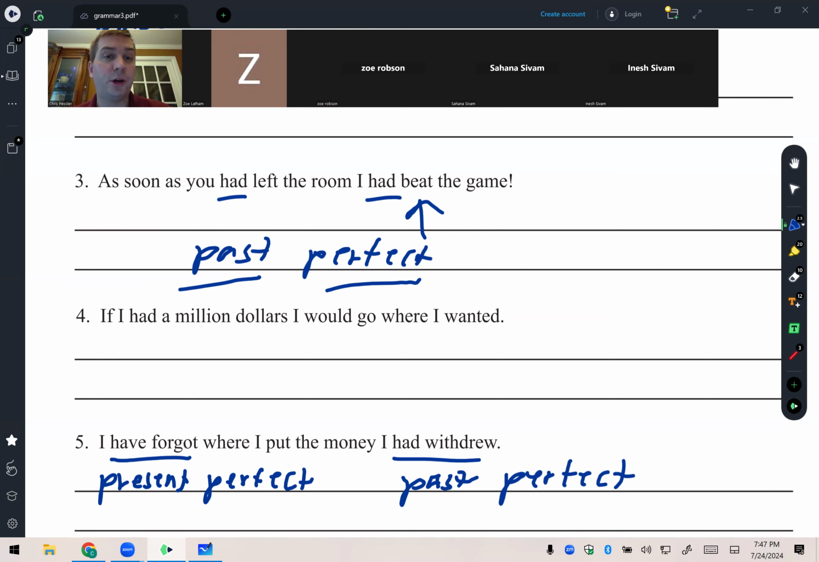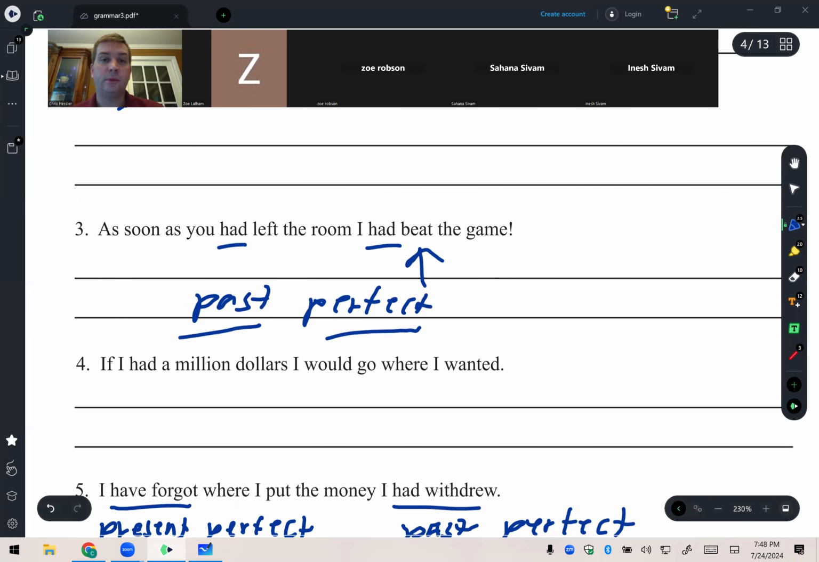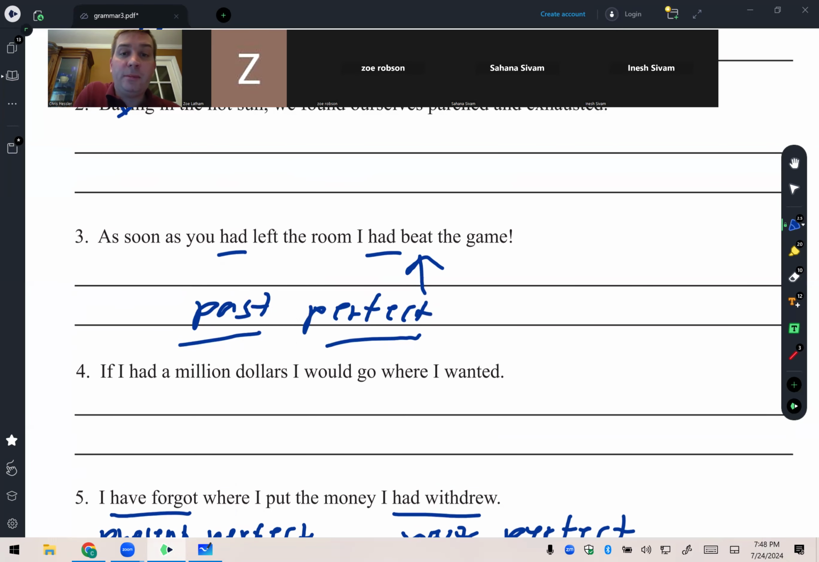What should that guy be? We have multiple events that have occurred before now. We have the leaving of the room and the beating of the game, and I can tell which happened first. That's the point of the past perfect. Technically, the person left the room first. It could be almost simultaneous, but technically. What should we change beat to? This one should be had beaten the game. Had beaten. As soon as you had left the room, I had beaten the game.